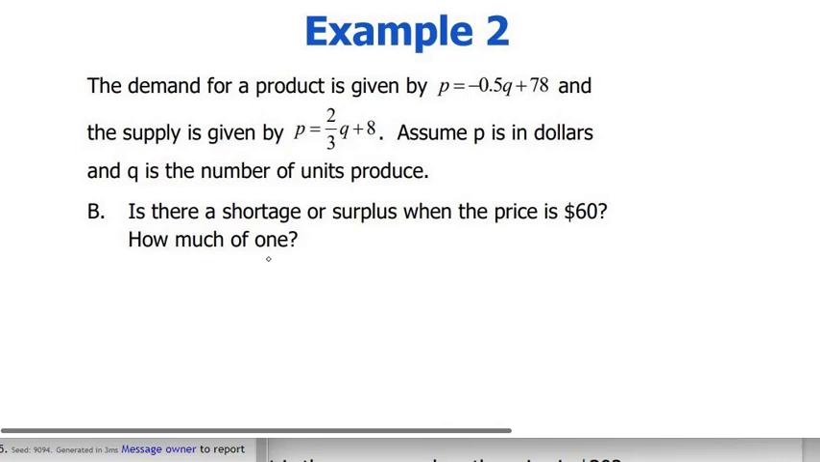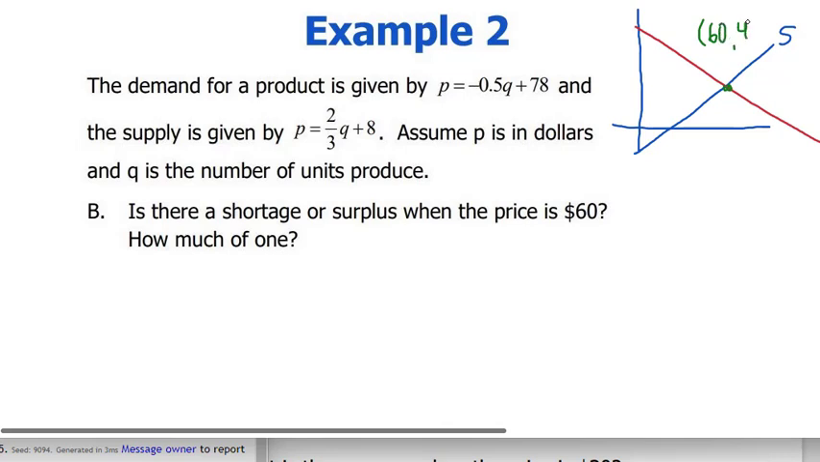Okay, so our next question is, is there a shortage or a surplus when the price is $60? Before we figure that out, let's remember, here we have our supply function, and here we have our demand function, and we know that those two meet up right here, which is 60 units, $48. And so if our price is $60, that means our price is going to be up here. And see how our quantity supplied is going to be larger than our quantity demanded? So I think this is going to be a surplus, but let's check.